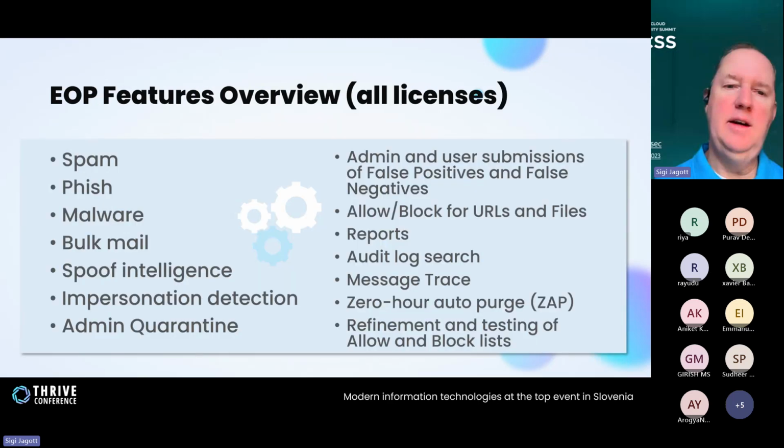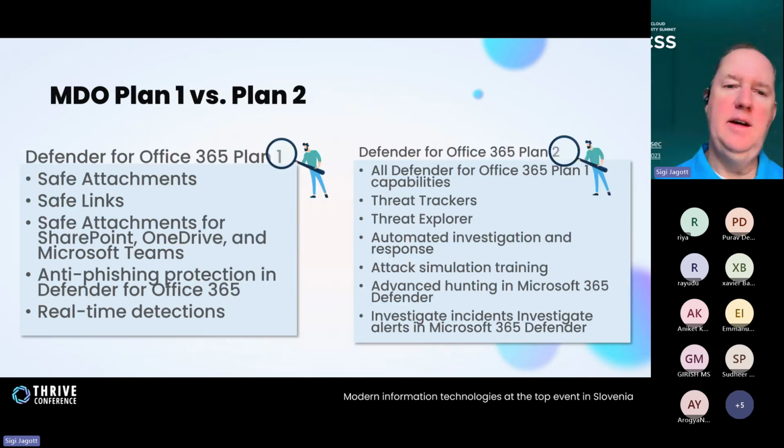Okay, so let's talk at a high level. EOP gives you these features: spam, phish, malware, bulk mail, spoof intelligence. Everything is included in your basic license. This is just a list, I don't want to confuse you, just to show the differences. So when we go into P1 and P2, P1 has Safe Attachments, I already talked about that, and Safe Links. You also get Safe Attachments for SharePoint, OneDrive, and Microsoft Teams.